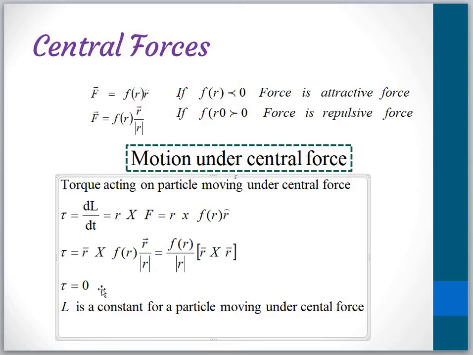We know that r cross r is equal to 0. So one important property of central force is that the torque acting on a system under a central force always vanishes. So when tau is equal to 0, dL by dt is equal to 0. So L is a constant. The torque acting on a particle moving under central force always vanishes. As a result, angular momentum is conserved under central force. When a particle is moving under central force, its angular momentum is always conserved. It's a very important property of a central force. Central force is always a conservative force.